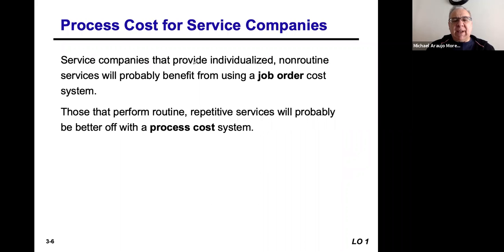So service companies can use this particular cost system, but they normally provide services that are quite individualized, that are not at all very routine. So they usually tend to gravitate toward a job order cost system. But there are some companies that perform very routine, repetitive services and thus could use a process cost system.